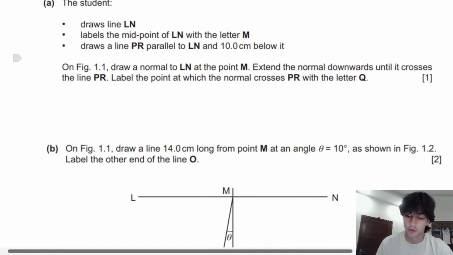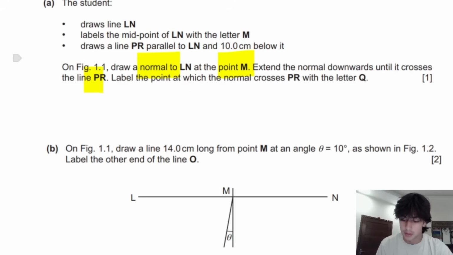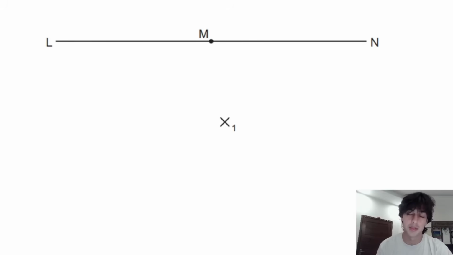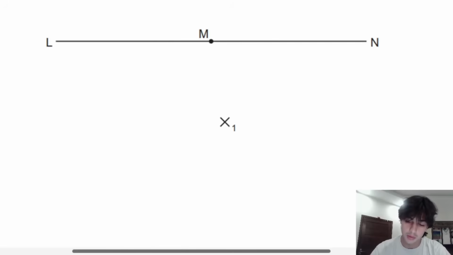Now on figure 1.1, draw a normal to LN at the point M and extend this until it crosses line PR and label this with the letter Q. Now what is a normal? A normal is an imaginary line that we draw to aid us with ray diagrams. It's essentially a line that is perpendicular to a certain boundary.